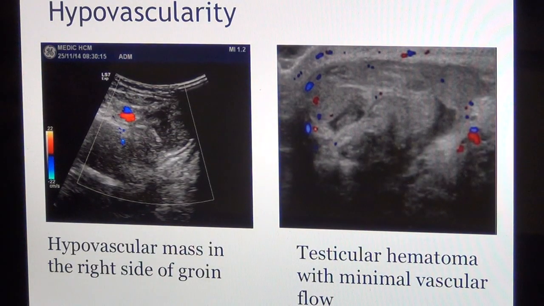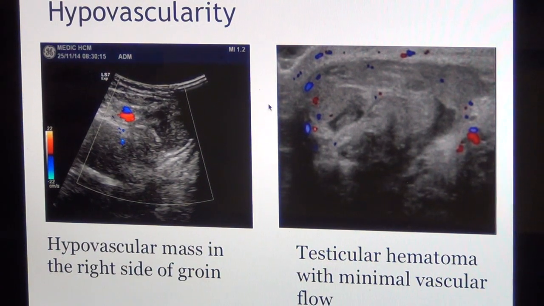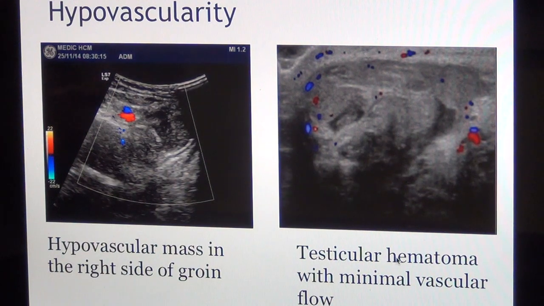Now, hypovascularity. This is a hypovascular mass in the right side of the groin. Okay, this is the hypovascular mass. So hardly can you see one, two blood vessels. This is a hypovascular testicular hematoma with minimal vascular flow. Okay, so a hematoma usually does not have vascularity inside. You can see the vascularity outside. Okay, it looks like a mass with minimal vascularity.